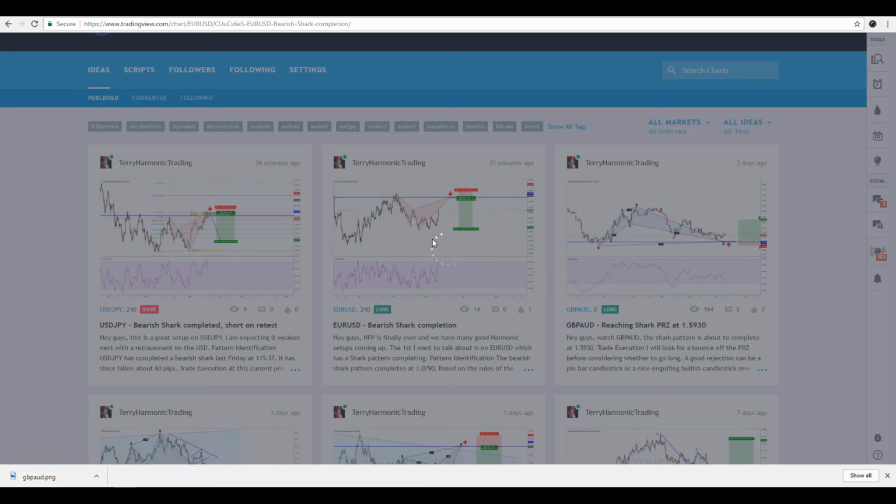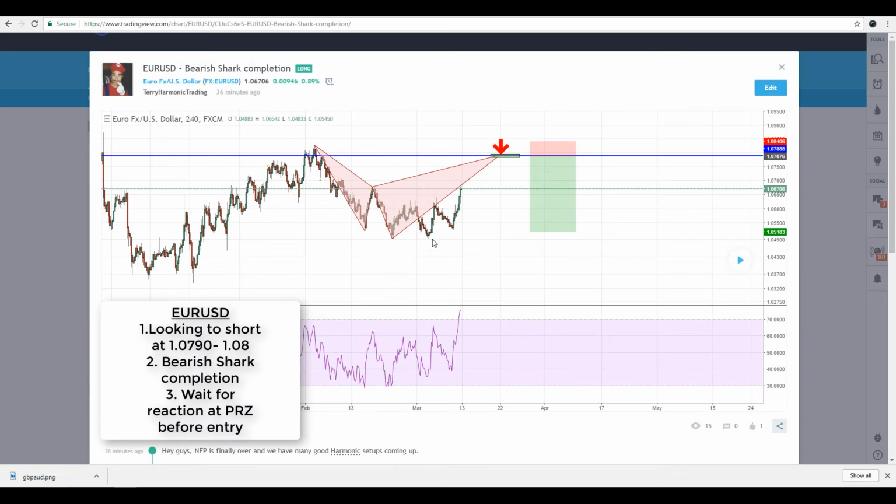Okay, second setup is on the Euro Dollar. On a Thursday or Friday, I think the ECB had some news. I'm not really a news trader, so I just know that on that very day there was a news event. That news event gave clues that the euro is going to strengthen. So next week, if you want to trade the euro, I'm actually waiting to short it right at the top around 1.0790 to 1.08. This is a shark pattern.